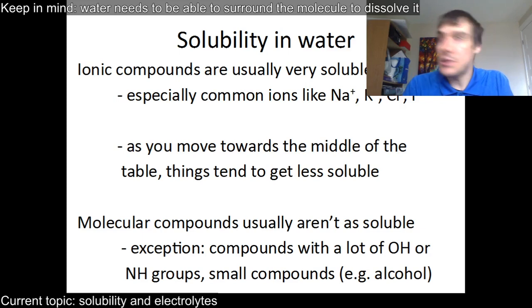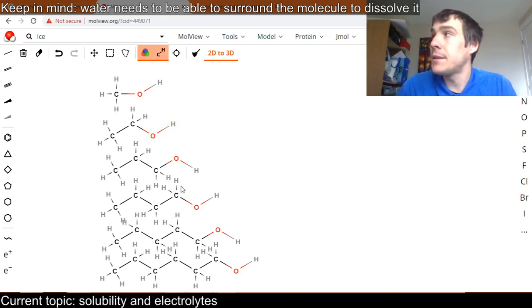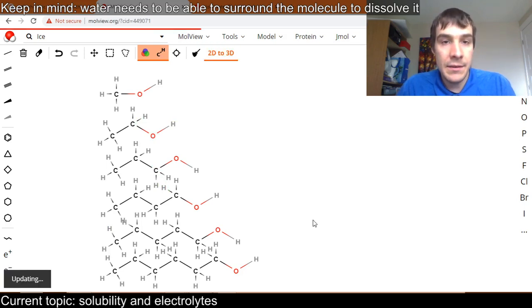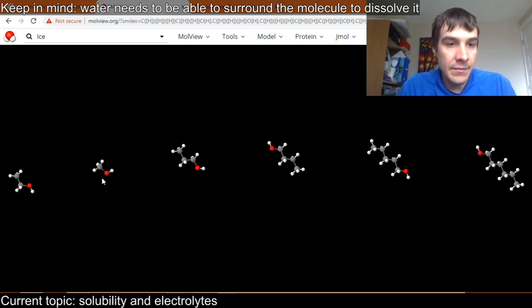I'm going to actually show you that in MolView. So I've made a bunch of alcohols here. The OH defines the alcohol group. If I hit this button, you'll see all the hydrogens around too. We'll go to 3D. Here they all are. You see they just get longer and longer and longer. For some reason, I put the methanol in the middle, but that's fine.